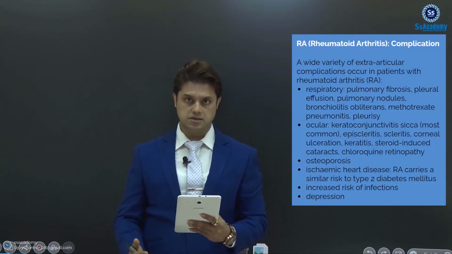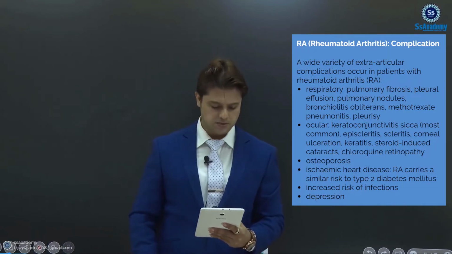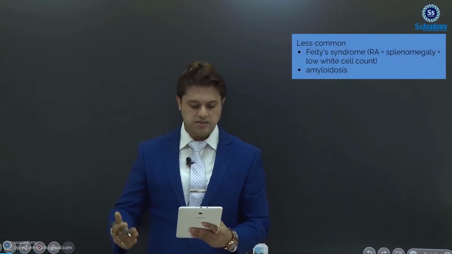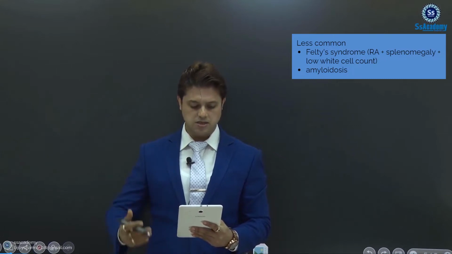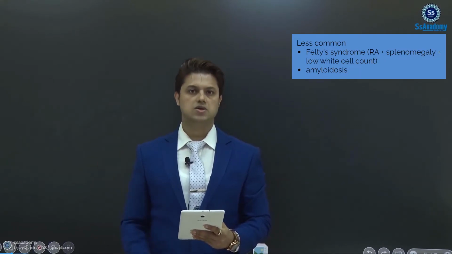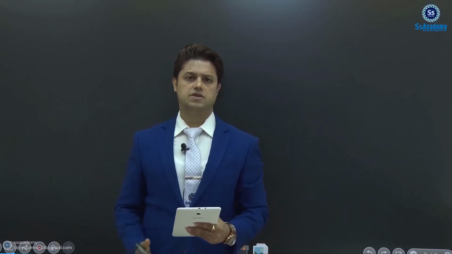Osteoporosis, ischemic heart disease. Rheumatoid arthritis carries a similar risk to type 2 diabetes mellitus, and increased risk of infections and depression. Less common is Felty's syndrome, which is rheumatoid arthritis plus splenomegaly plus low WBC count, and amyloidosis. So yes, my dear doctor, these are very common questions for the exams, and complication-related questions of rheumatoid arthritis are a very hot topic as well.